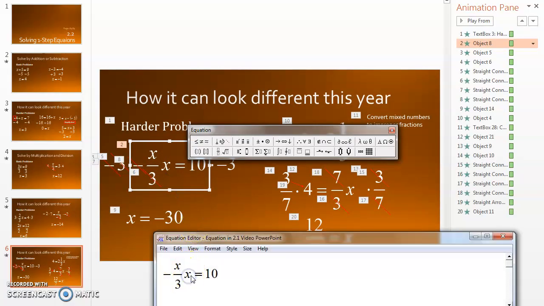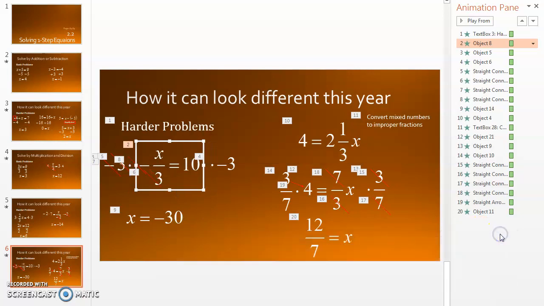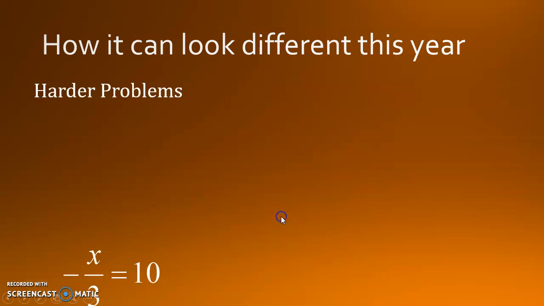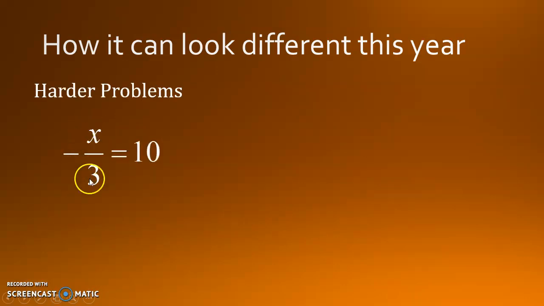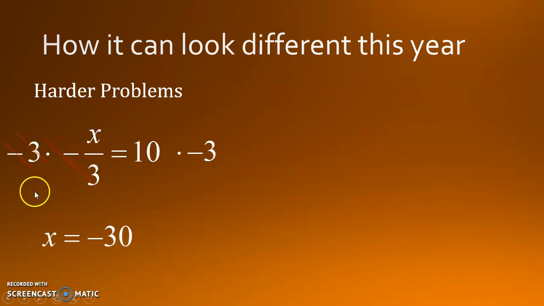I'm going to do that real fast. Boom. Boom. There we go. All right. So there we go. I'm still going to multiply both sides by -3. And again, the negatives are going to cancel out. The 3's are going to cancel out. And I'm left with x equals -30. All right, again, another quick hitter. Just know to cancel that negative out, you just got to multiply by another negative. To cancel out a 3 in the denominator, you got to multiply both sides by 3.